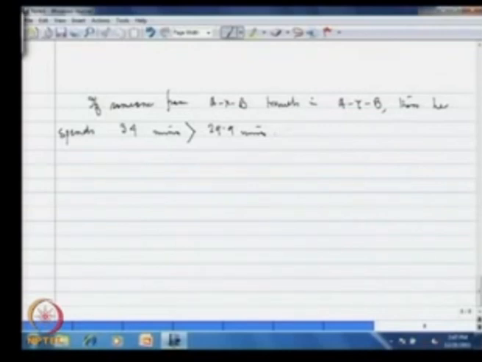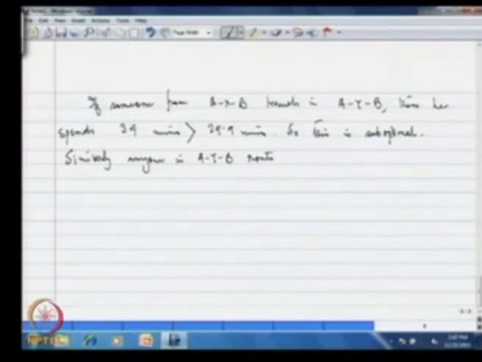Similarly, so this is suboptimal. Similarly, we can show anyone in the AYB route will not switch to AXB. So, that is why this is a Nash equilibrium. There is a second part to it.